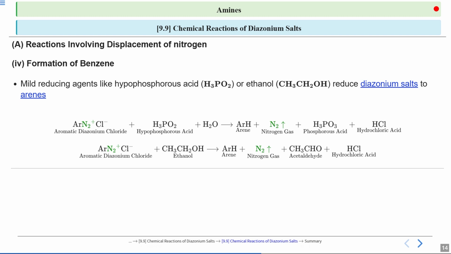Look at this specific reaction. Here you will see aromatic diazonium chloride now reacts with ethanol to form benzene, nitrogen gas, acetaldehyde and hydrochloric acid. Again this N2 gas is released, confirming the displacement of nitrogen. So you can see both hypophosphorus acid and ethanol can be used to convert diazonium salts into benzene with the release of nitrogen gas as a byproduct.